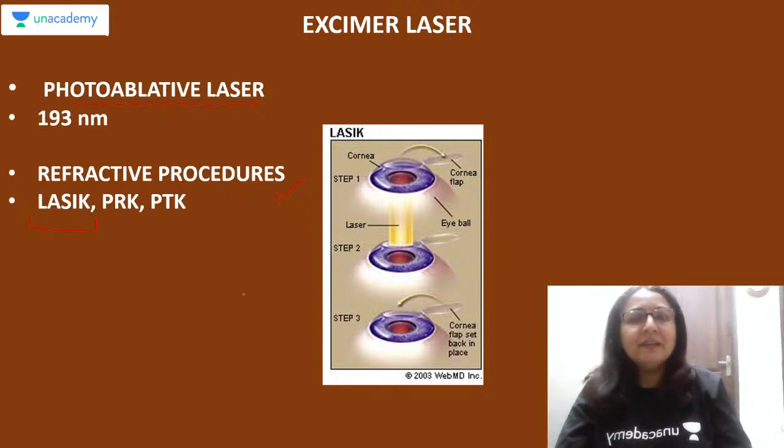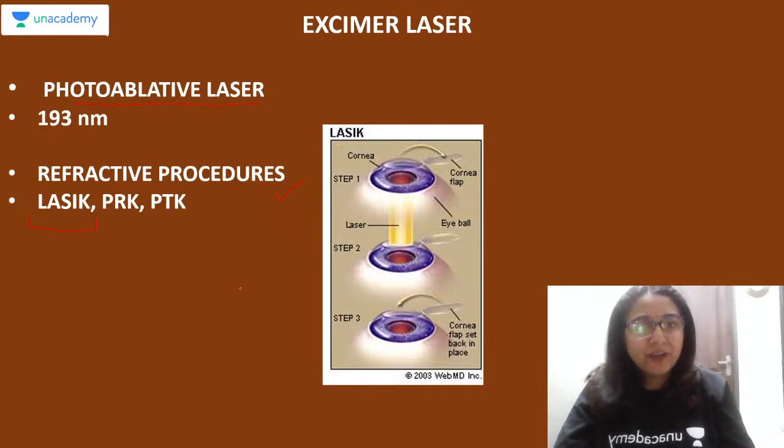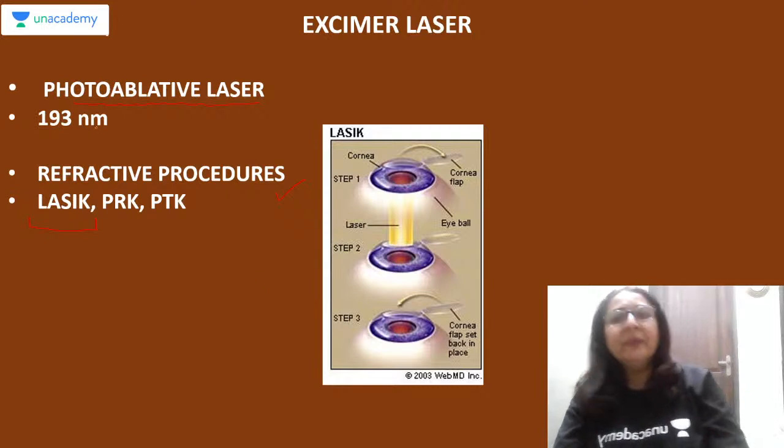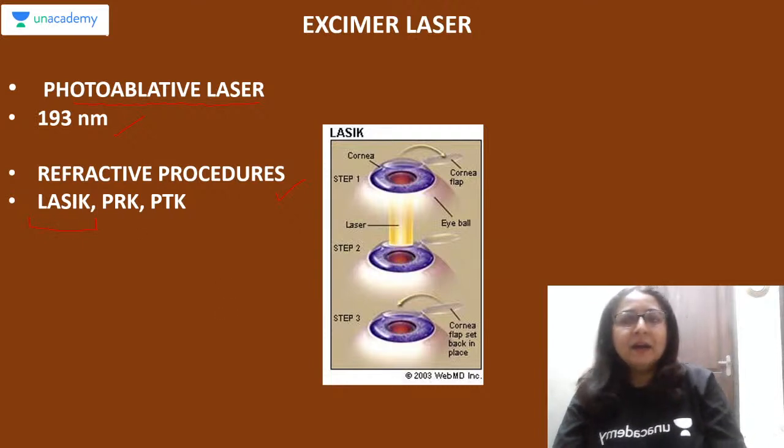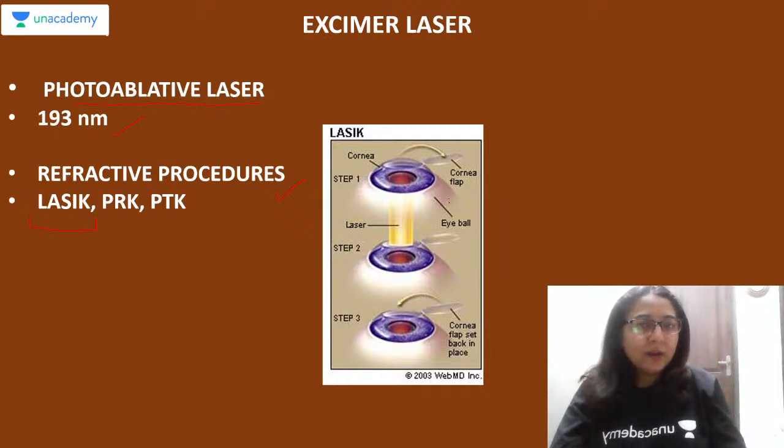Laser-assisted in situ keratomileusis, the procedure which is done to correct the refractive error of the patient. The wavelength of this laser is in the ultraviolet range, that is 193 nanometer. If I talk about LASIK, what are the basic steps in LASIK and how is the Excimer laser used? What we do in LASIK, we create a corneal flap.